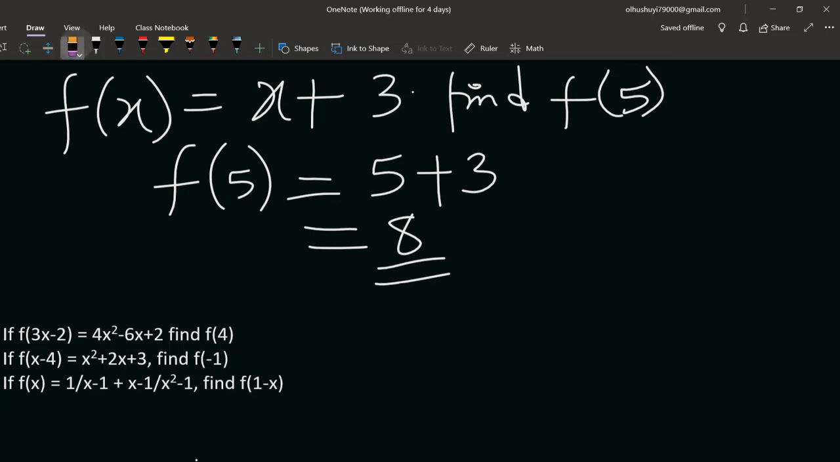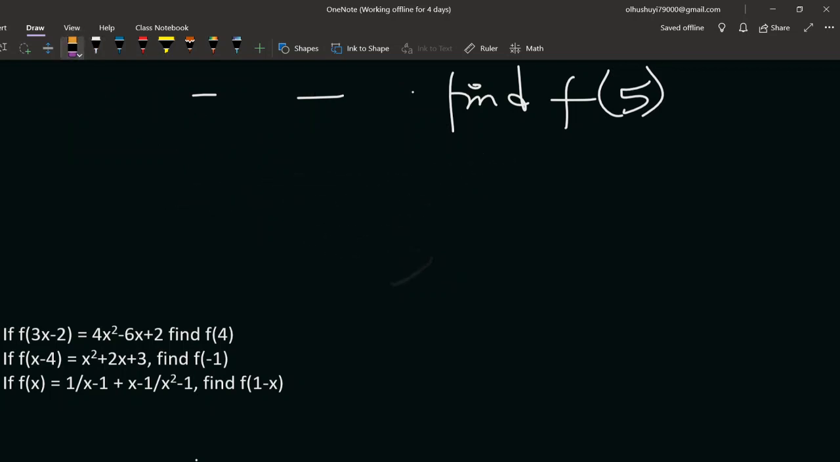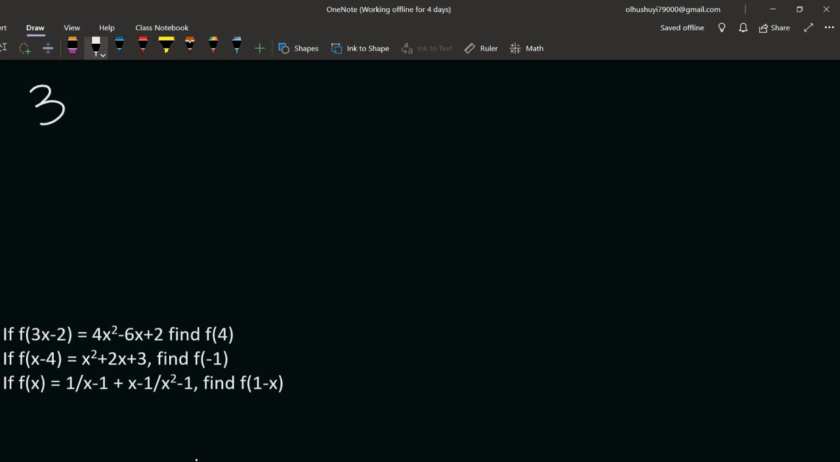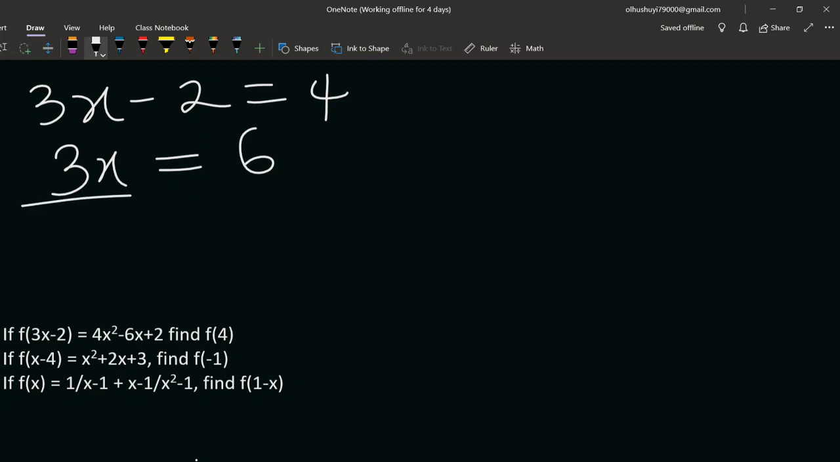Now for question 1, or example 1, since we're solving together, I say example 1. This is just something that should have been done. You have f of 3x minus 2 equal to 4x squared minus 6x plus 2. To find f of 4, you first equate this. You write: the 3x minus 2 should be equal to 4. So you have 3x minus 2 equal to 4, then 3x will be equal to 6. Dividing both sides by 3, x will be equal to 2.